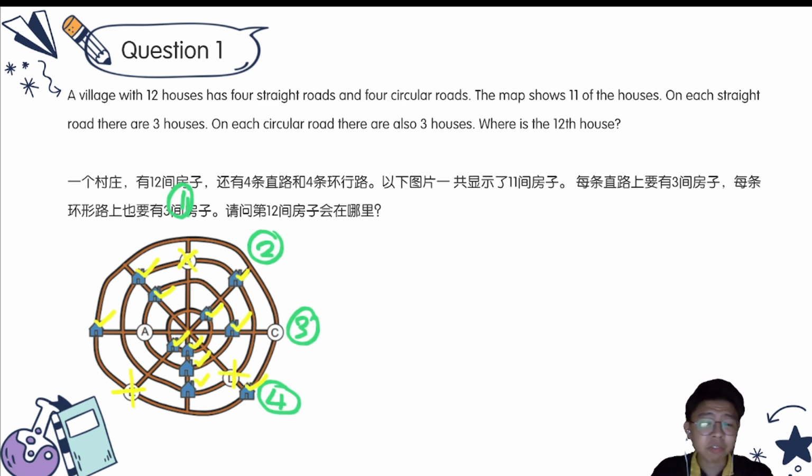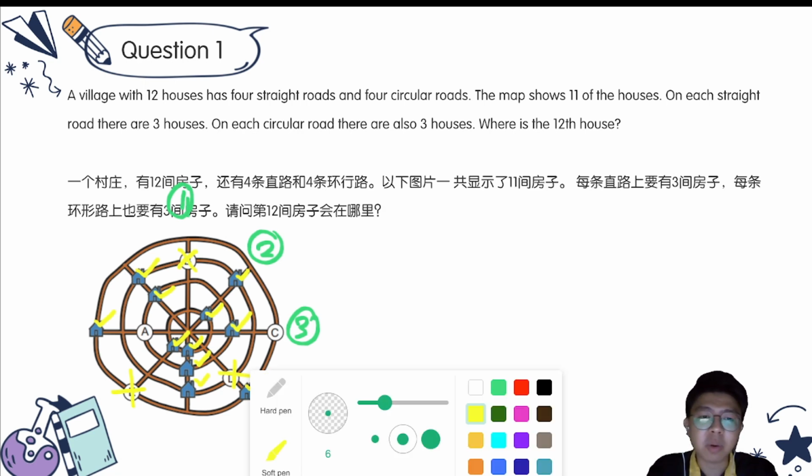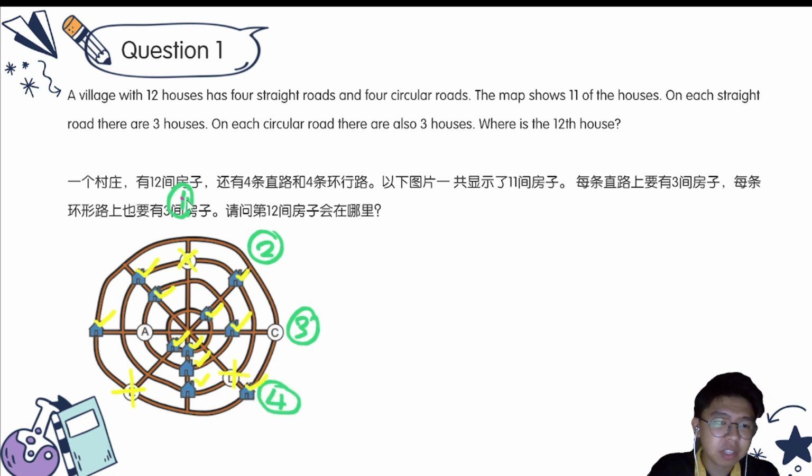Okay, right now we look at the circular roads. So we will think in order, right? So let's start from the outer circle first. So from the first circle here, the outer one, let's see clockwise. So let's see. This is one of the houses, and also here is another house, and there's no more, which means C must be the house, right? The 12th house must be at this position, right? So we can get this C already.